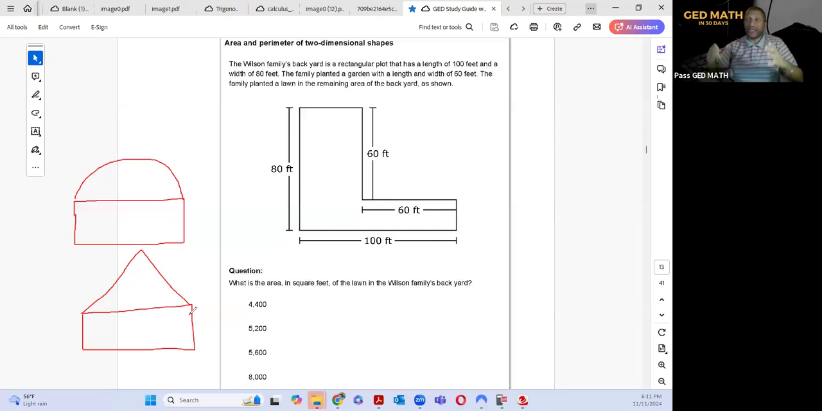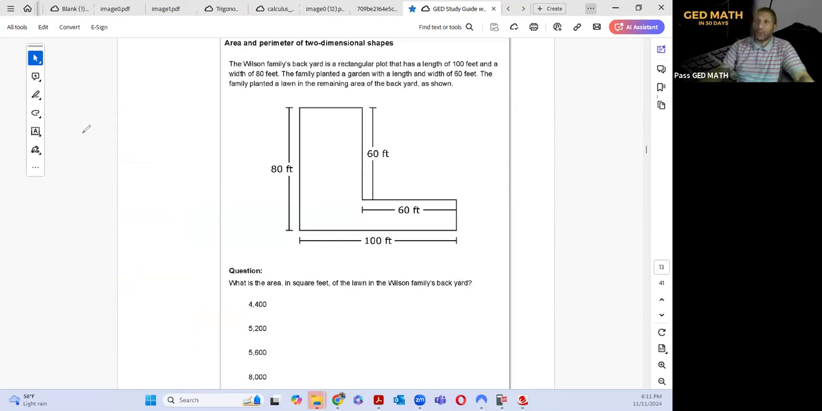So all you're doing when they give you a composite shape is breaking it down into multiple shapes and finding the area of each one of those shapes. I'm going to put the multiple choice answers on the left so we can make this bigger. Our multiple choice answers are 4,400, 5,200, 5,600, and 8,000.